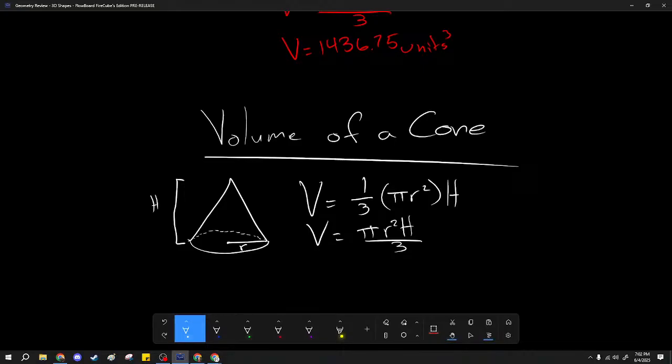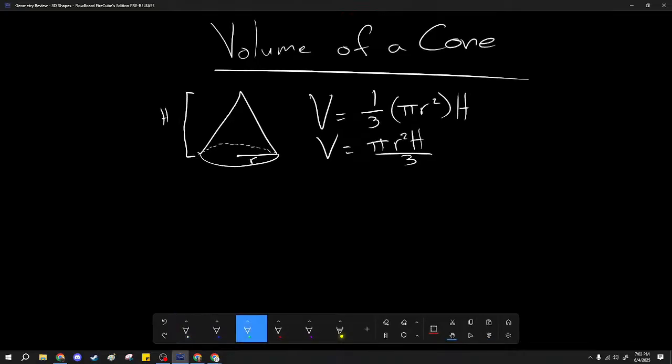Let me scroll down real quick. Sorry. All right, so let's go ahead and do another example. Let's say our radius is 2.